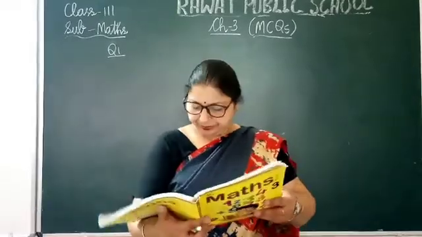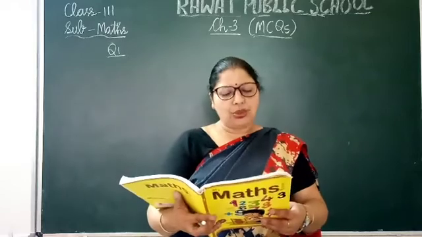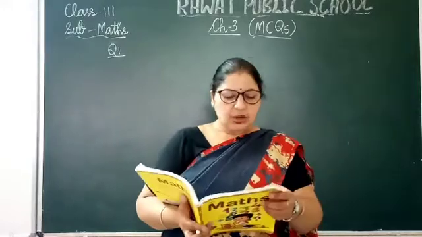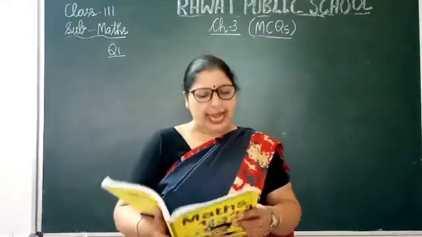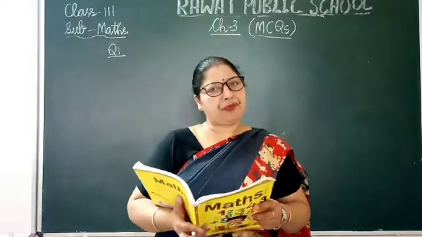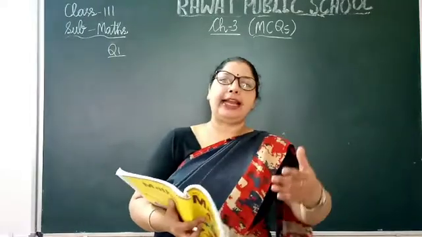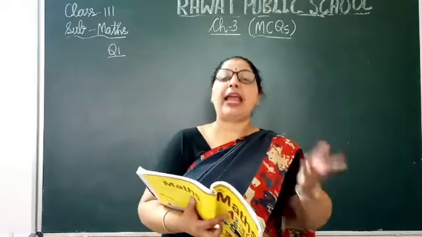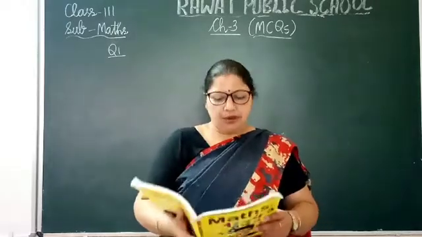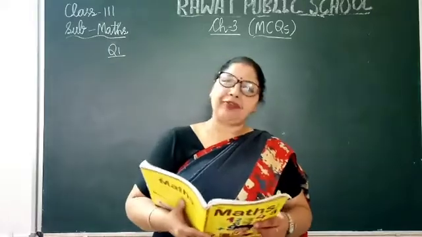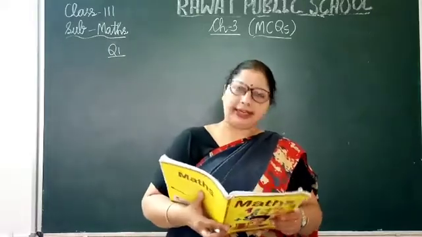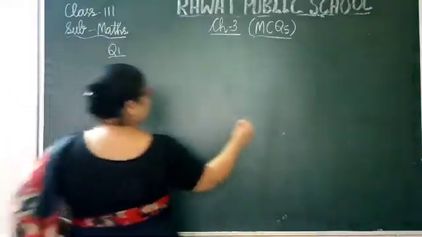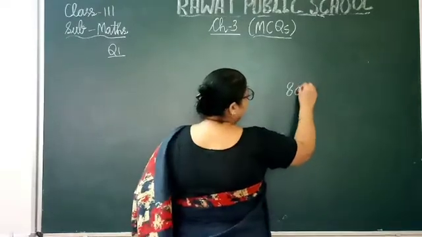Question 1: what should be added to 754 to get 800? Means, what should we add to 754 to get 800? What will we add? When we subtract 754 from 800, we will get the answer. So 800 minus 754. Students, I am explaining here.